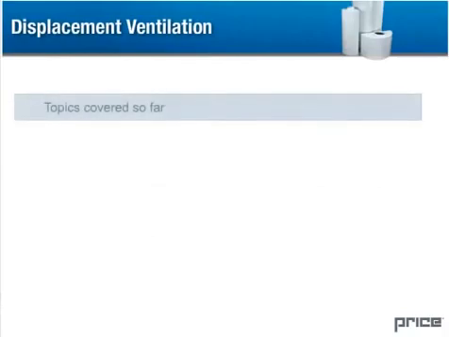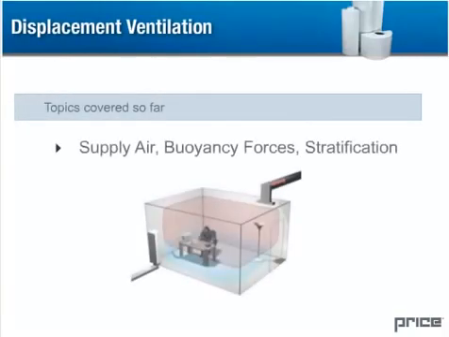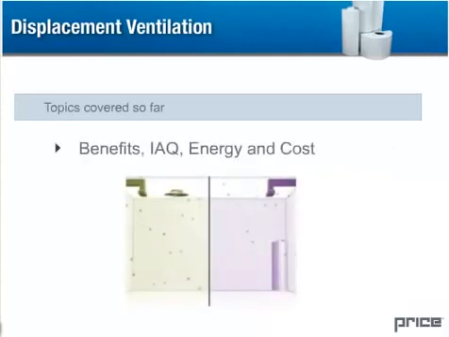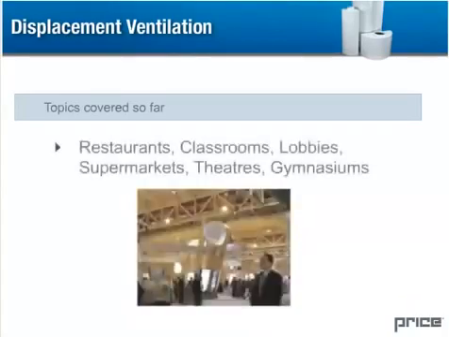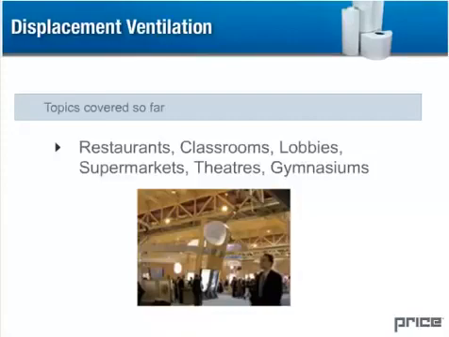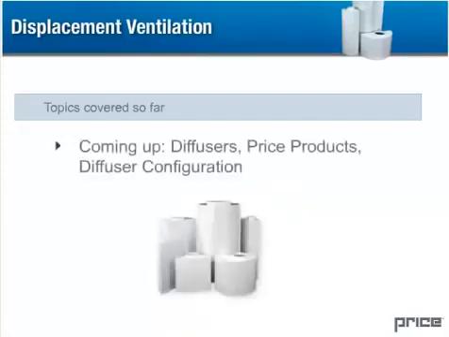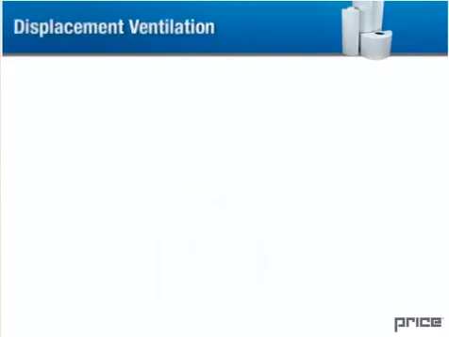Up to this point, we've learned that displacement ventilation is basically supply air, buoyancy forces, and stratification working together. There are many benefits to using it, such as improving indoor air quality, saving energy, and reducing cost. It's ideal for applications such as restaurants, classrooms, lobbies, supermarkets, theaters, and gymnasiums. Next, let's take a closer look at diffusers, how to select them, and where to place them in a room. We'll also see what diffusers are offered in Price's extensive product line.